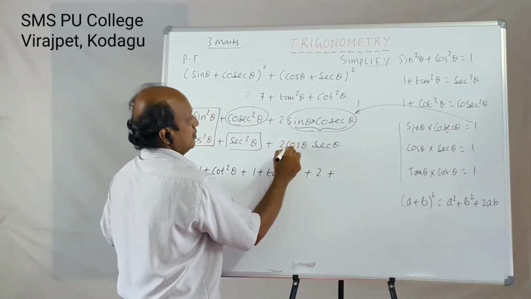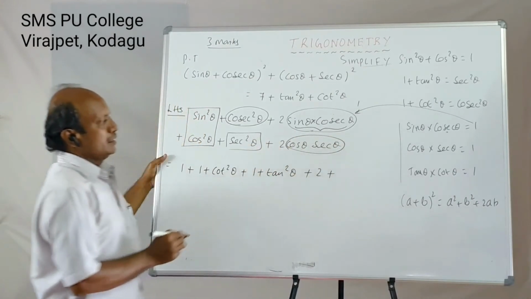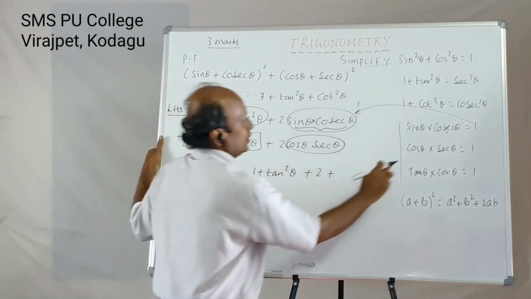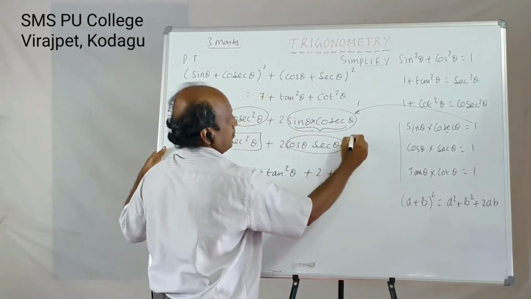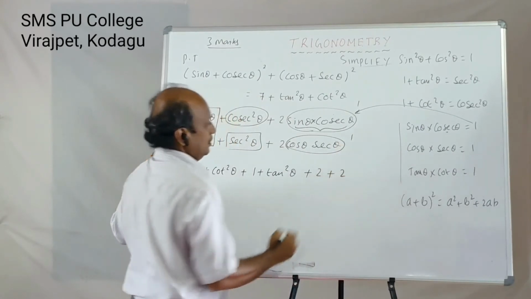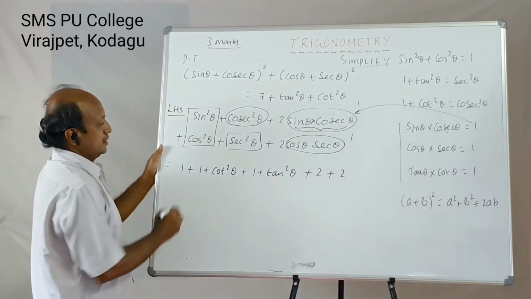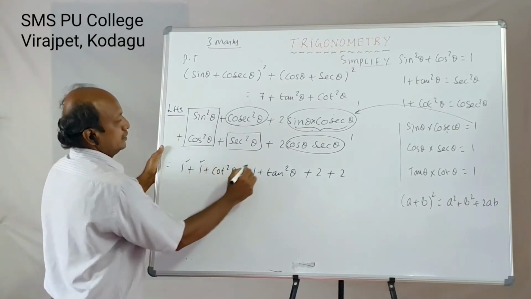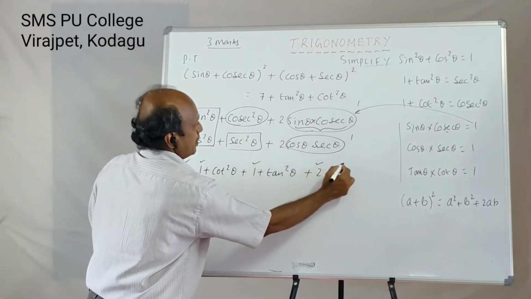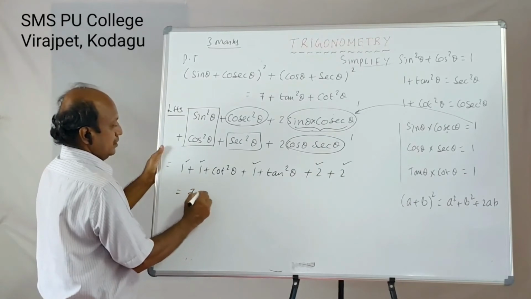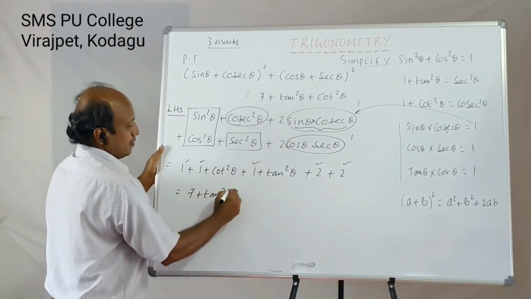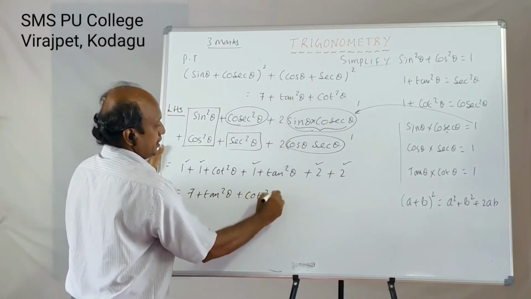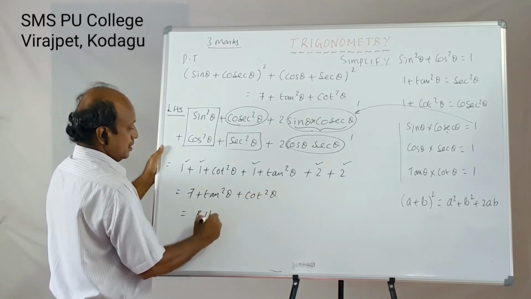Similarly, what about cos theta into secant theta? Cos theta into secant theta is nothing but 1. Therefore, 2 into 1 is 2. Now add all these things: 1, 2, 3, plus 2 is 5, 5 plus 2 is 7, plus tan square theta plus cot square theta. So that is how you get the RHS.